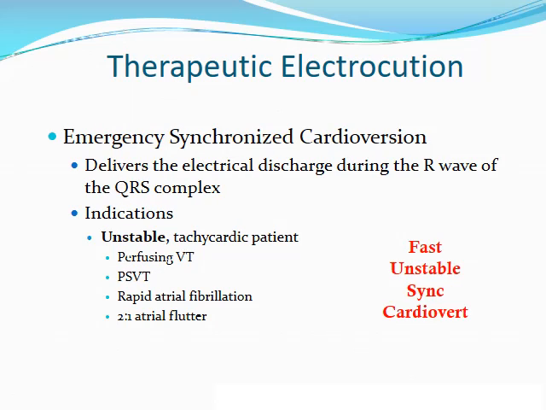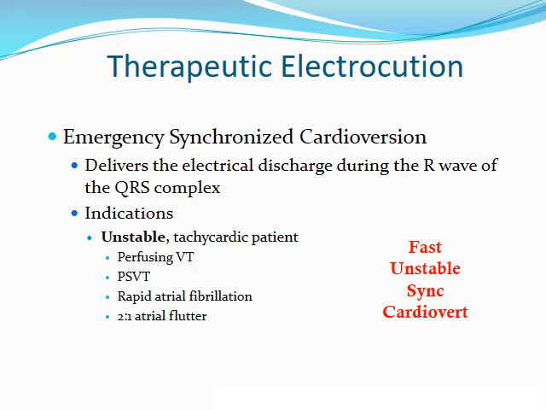The second thing we'll talk about with therapeutic electrocution is synchronized cardioversion. If your patient has a fast rhythm and they are unstable, you go to synchronized cardioversion. Fast, it can be wide or it can be narrow. But if it's fast and they are unstable, meaning they have one serious sign and symptom. The American Heart Association says there's 5.